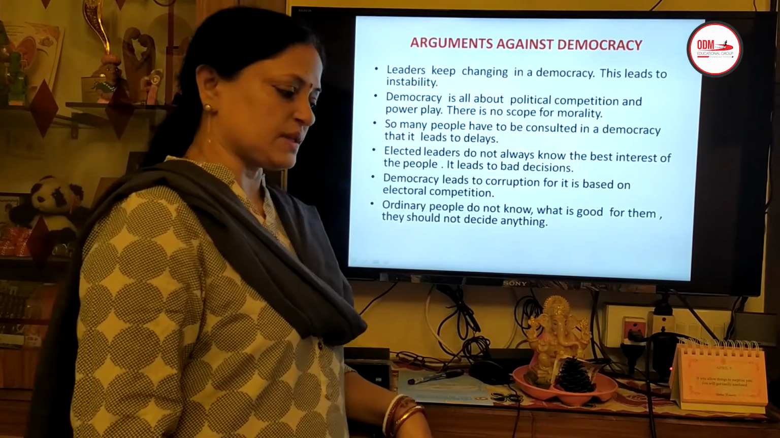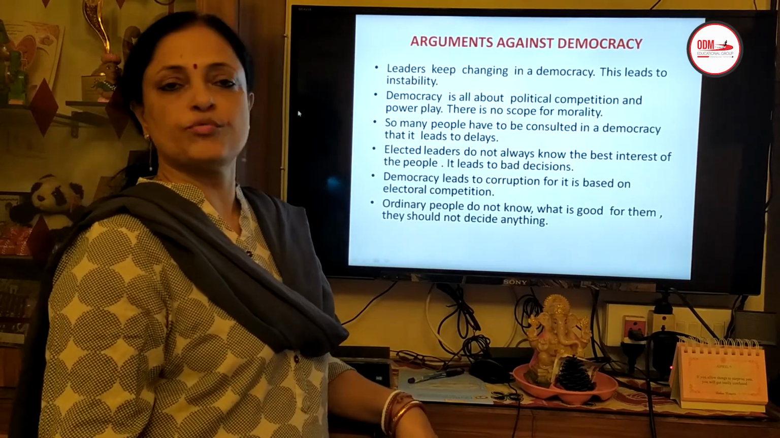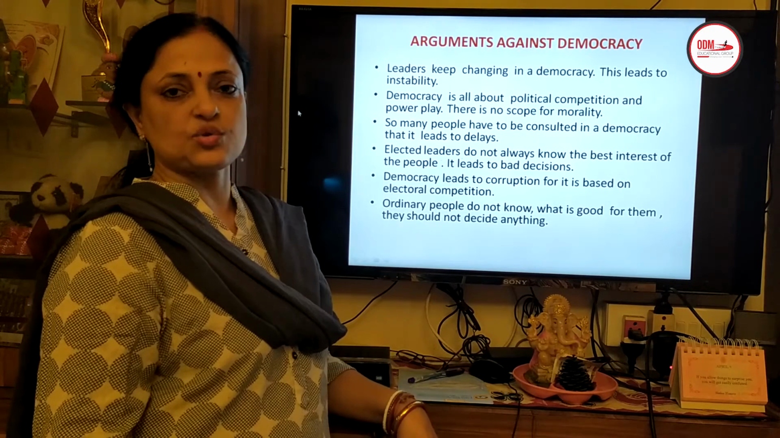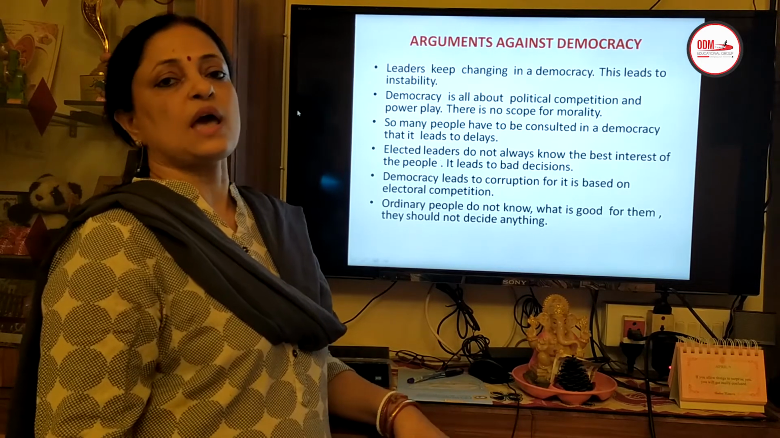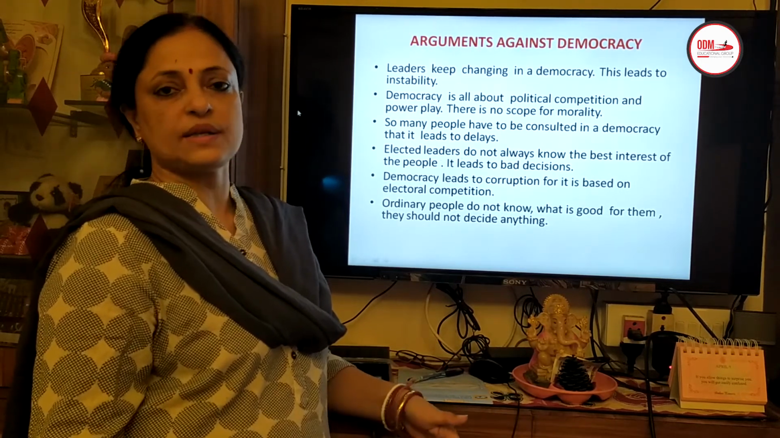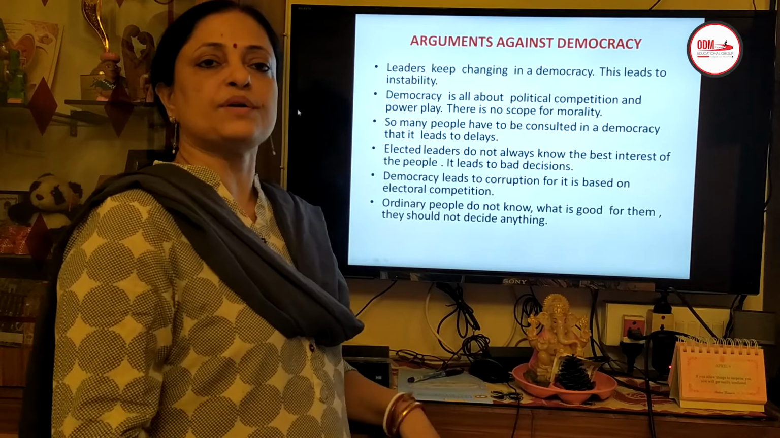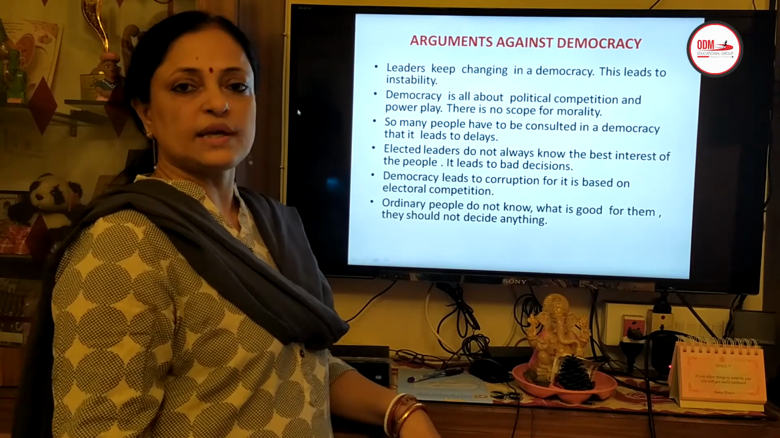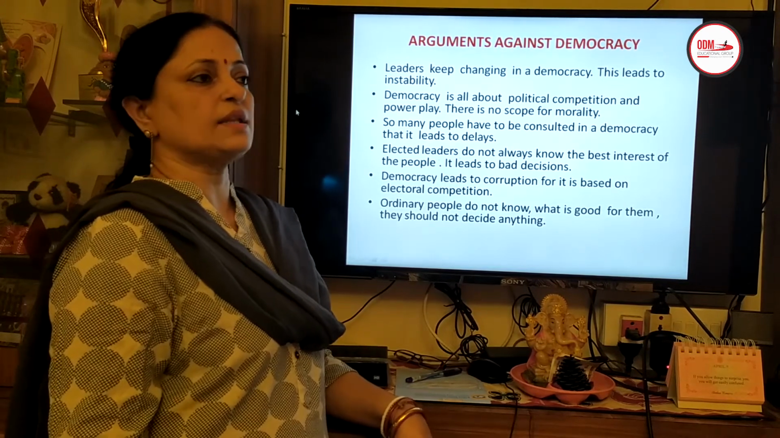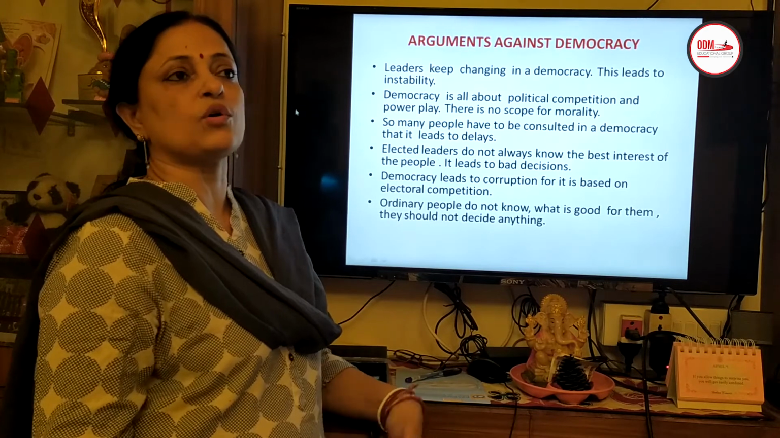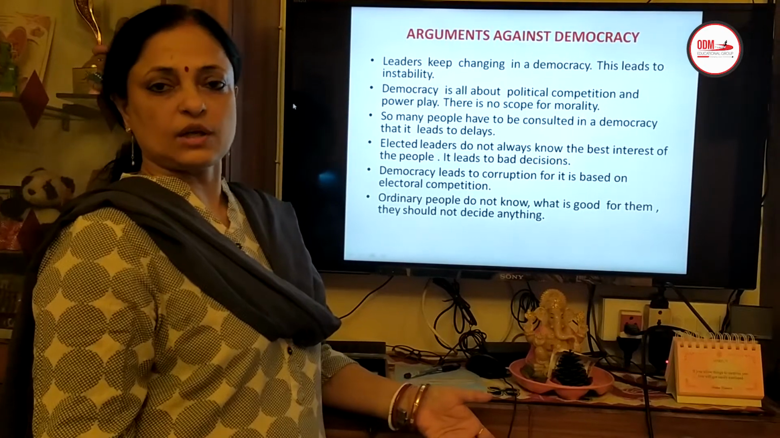Then the second point is that democracy is all about political competition and power play. There is no scope for morality. Yes, this is actually a competition between different parties. Some countries have a bi-party system, some countries have a multi-party system. So during election time, there is political competition between all the parties, and they always try to convince the people, to win the election. So this is also a political competition.